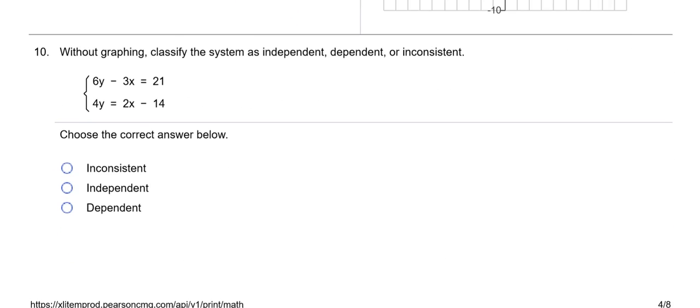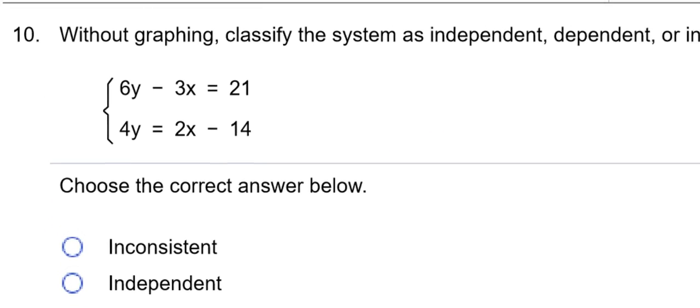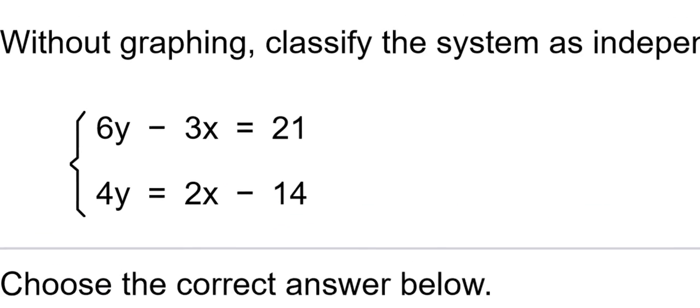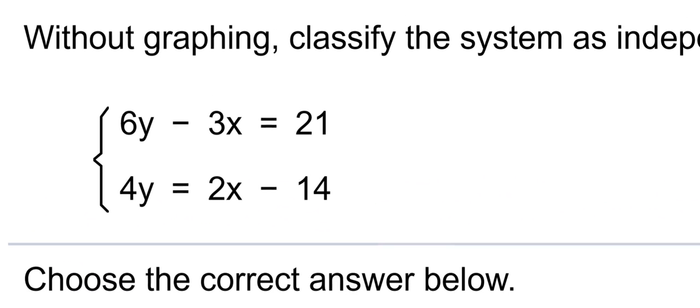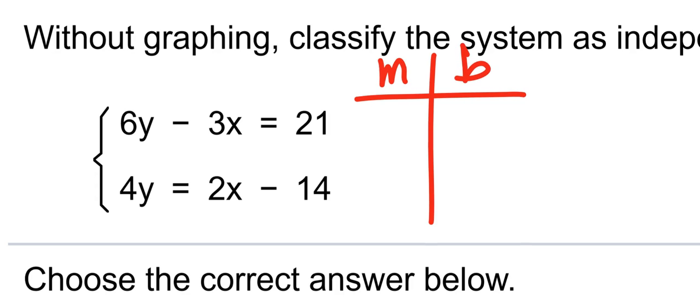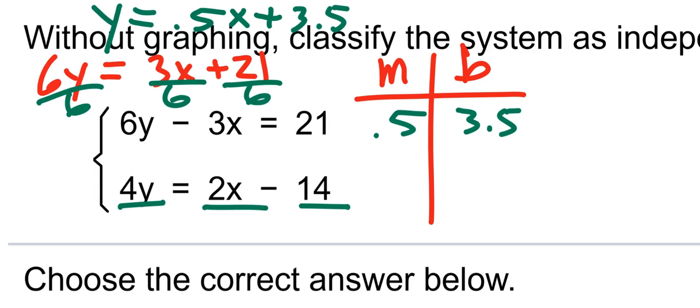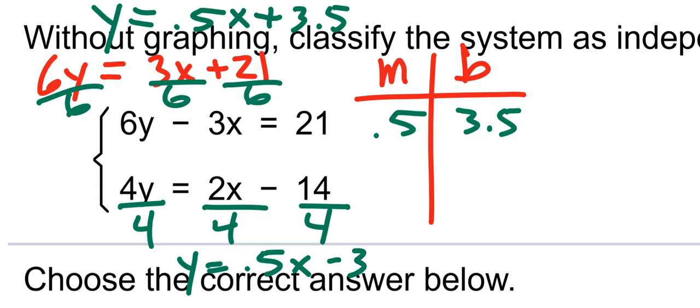I understand. Okay, so back to this one without graphing. That's the one where we need to make the chart and find our m and our b. All right, so go for it. Make the chart. See what we get. Find y on both equations. Divide by 4. Okay, so we get y equals 0.5x minus 3.5.